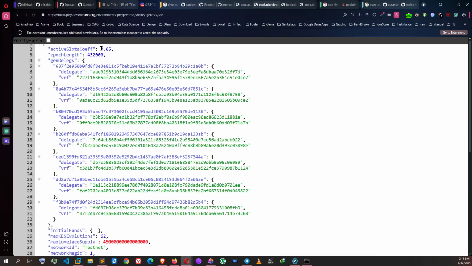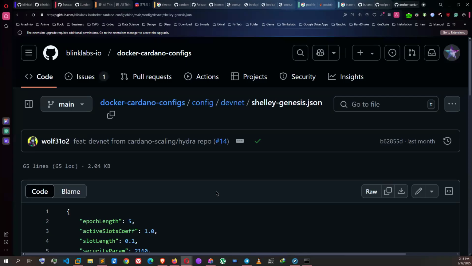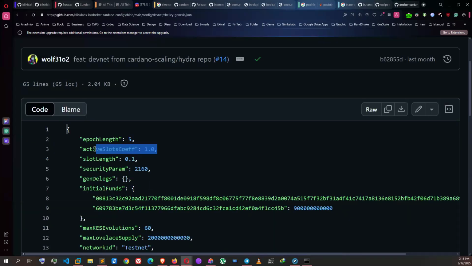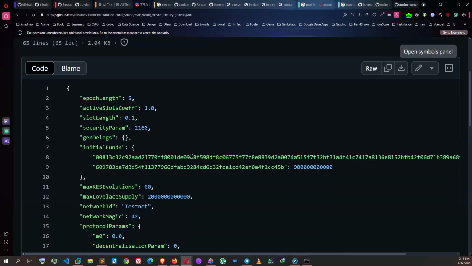In fact, I posted a config that we have into the chat. We have a DevNet config, and we copied it from Hydra. It's not something we came up with, but it's a super, super fast network. It runs extremely fast. You can see slot length is 1/10 of a second. The epoch length is an epoch every half a second. Wow. An epoch every half a second, and a block every 1/10 of a second. This is a super fast network.